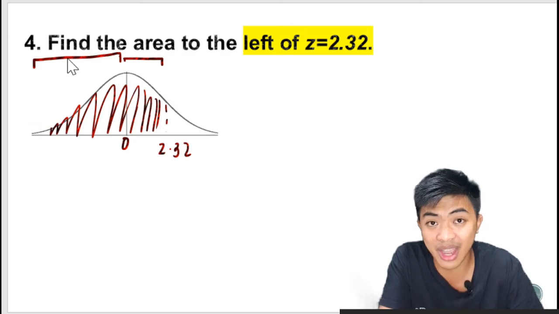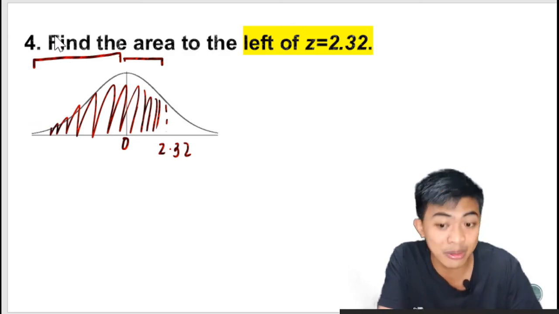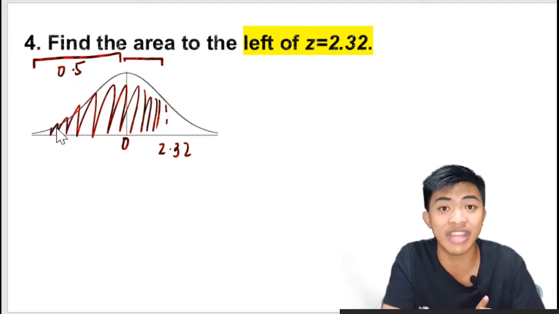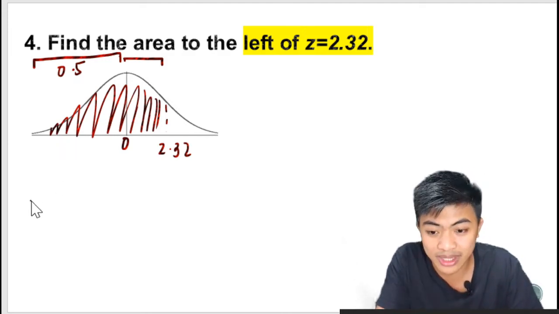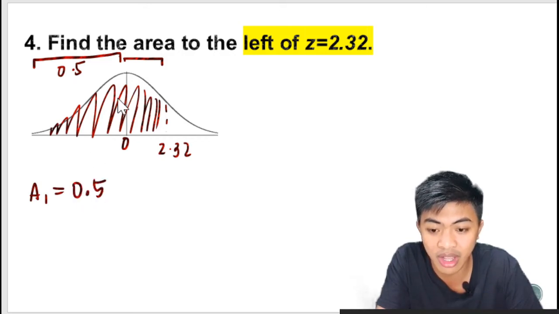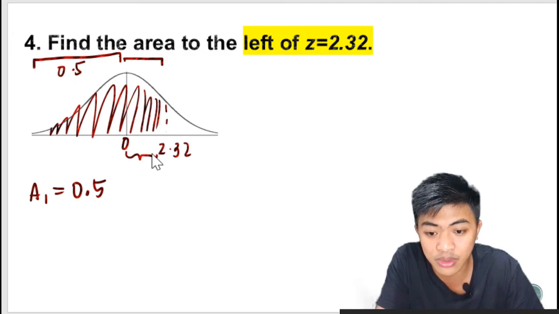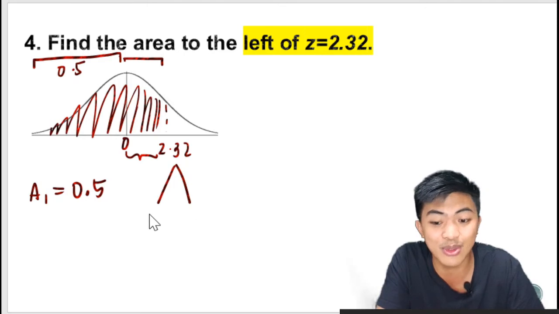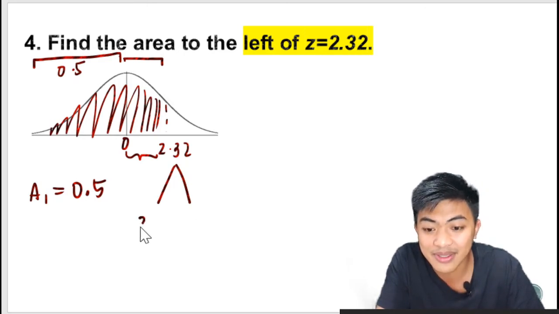And we know that the area of the half of that normal curve is 0.5. Kasi nga yung buong curve na yan, the area is 1. So let's say area 1, that is 0.5. The area of the half curve. Now we just have to get the area from 0 to 2.32. And to do that, we just have to break 2.32 to two parts. So that is 2.3 and 0.02.